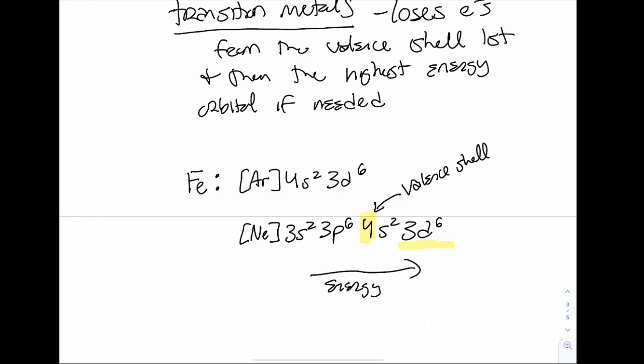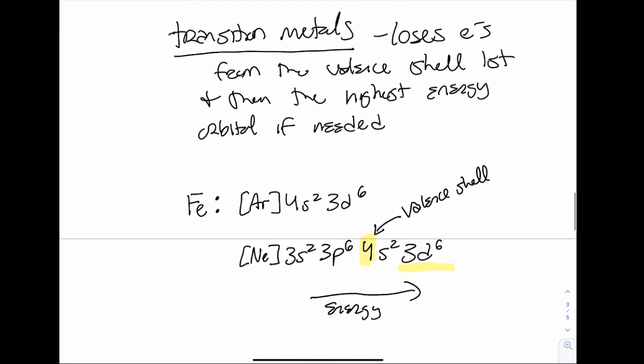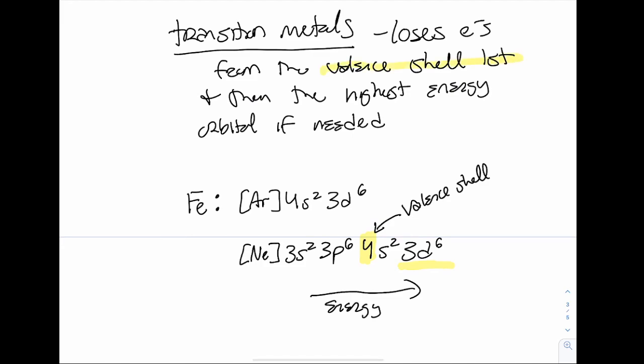Remember that d orbitals are higher in energy than the s orbital of the next shell. So if I was to take them from my highest energy orbital, I would take them from that 3d, right? Because of the shape, they're higher in energy than those 4s's. However, for transition metals, our rule says that we're going to lose it from the valence shell first.